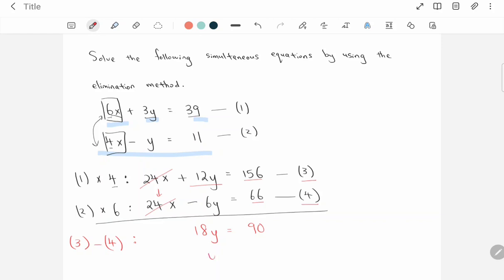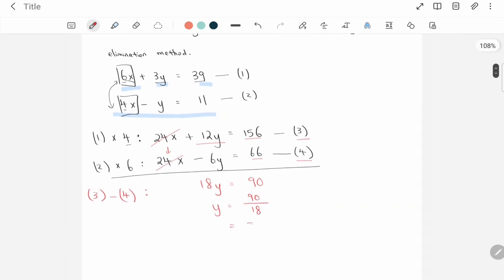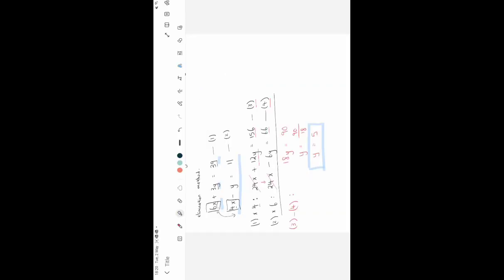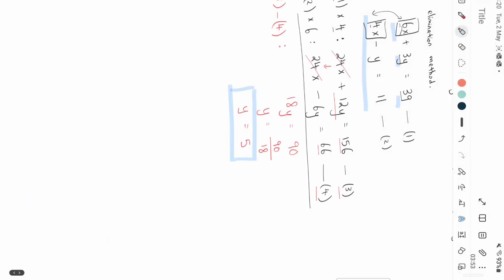In order to get the y, we just have to move the 18, so it becomes 90 over 18, then we get 5. That's it. This is how we get the value of y. In order to get the x, we just have to sub in y equals 5 into any of the equations here. We have equations 1, 2, 3, 4. It can be any equation.